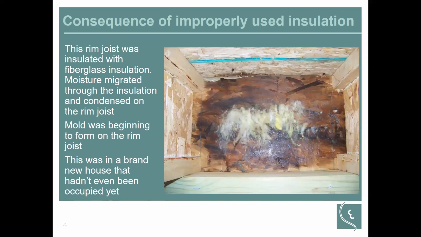You can see this was in cold conditions outside. The insulation had actually frozen to the rim joist there. There was already mold starting to form, and the superintendent obviously was very shocked. I can almost guarantee you all these have been resolved by now. But the fiberglass allowed moisture and air to go through and condense on that band joist, and you can see the consequences of that. Once again, this could have gone undetected for years before you would have had a major problem.